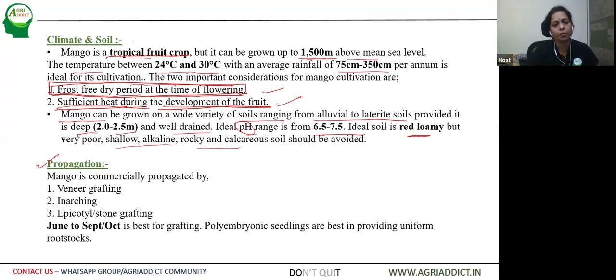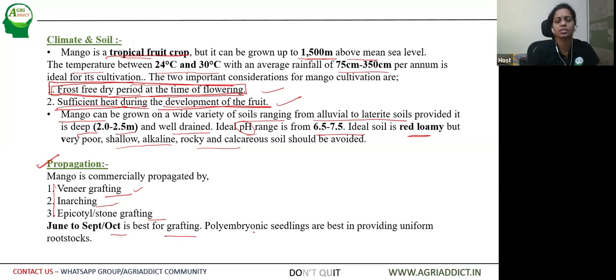Then if you look into the propagation, as I've told you, in order to have true to type plants, you have to multiply through vegetative parts like stems. Here we have veneer grafting, then inarching and epicotyl grafting. So these are the three methods of grafting which are being followed in all the regions, northern, eastern, western, and southern regions of the country for propagation of mango. Then June to September or October is the best season.